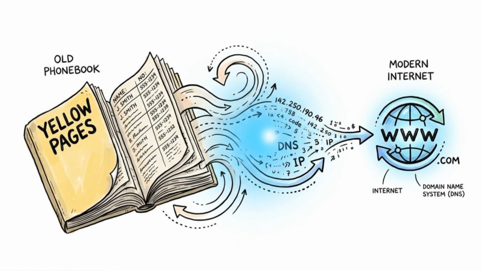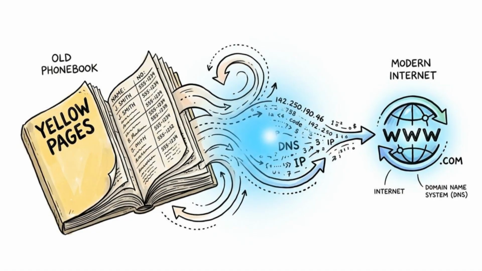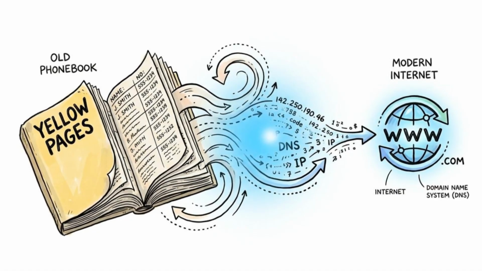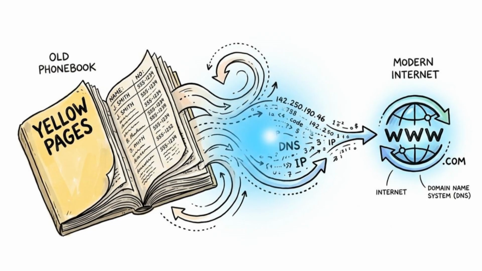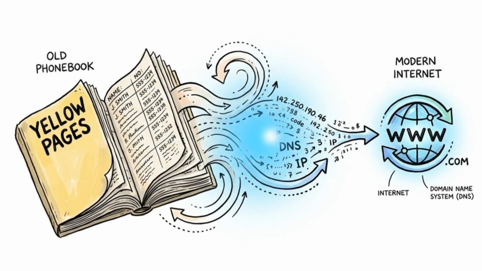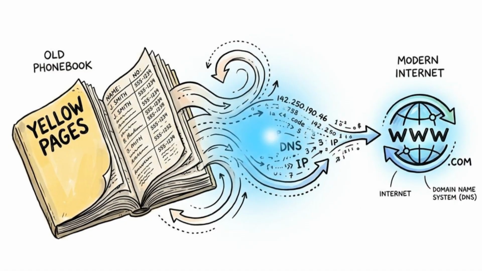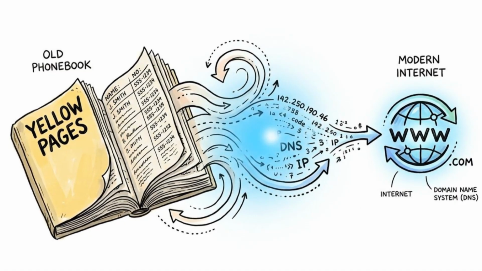DNS stands for Domain Name System. The easiest way to think of DNS is as the internet's phone book. Think about your smartphone contacts. You don't memorize your best friend's 10-digit phone number. You just tap their name, say Alex, and your phone dials the number for you. The internet works the exact same way.